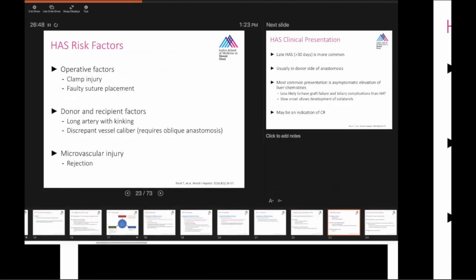Risk factors are actually quite similar. You have operative factors, like clamp injury and faulty sutures, and you have donor-recipient factors. Among these, what's actually important is a discrepant vessel caliber. If the recipient and donor vessels are of different sizes, then the surgeons have to do an oblique anastomosis, which can create issues with the patency of the lumen. And then microvascular injury can do something similar.